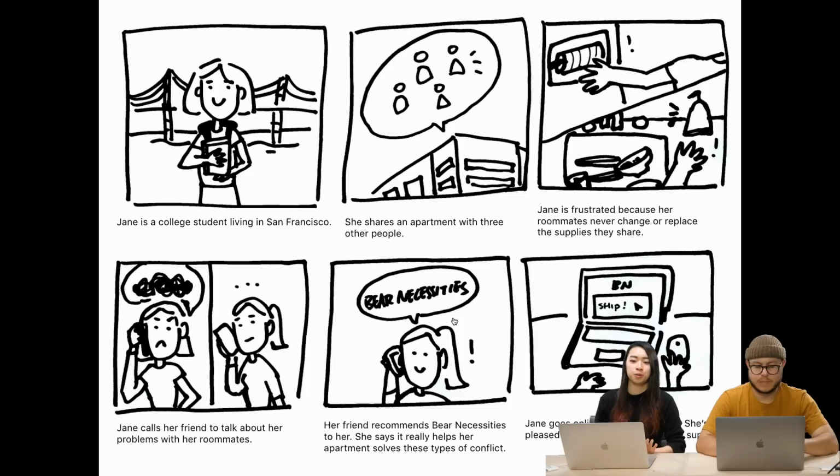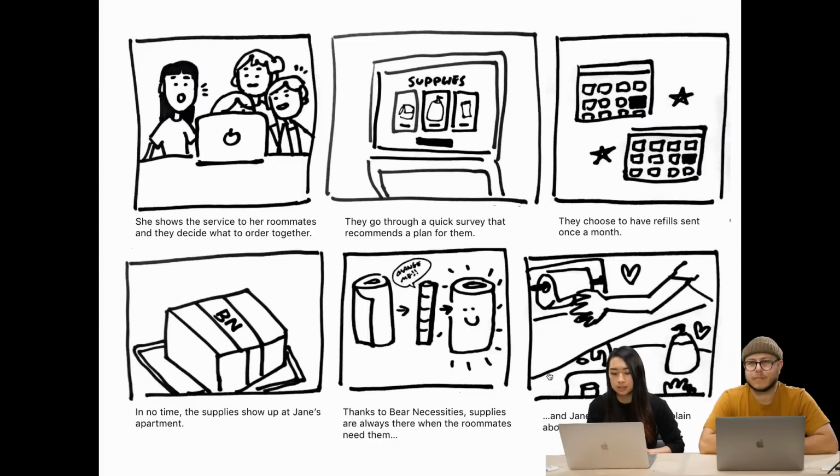Going on, I made some user stories around this, and as I mentioned in the last stream, I'm a huge fan of user stories because I think it really puts your product or service in context, and then you know how to design these interactions and what platforms to design these on. It follows the story of Jane, who is a college student living in San Francisco. She shares an apartment with 3 people, and she's frustrated that her roommates never change or replace the supplies. So she vents to a friend about this problem, and the friend recommends Bare Necessities. She goes online, checks it out, and she's really pleased that they offer household supplies.